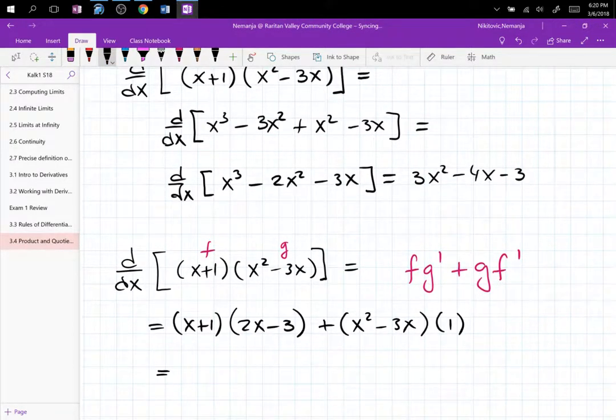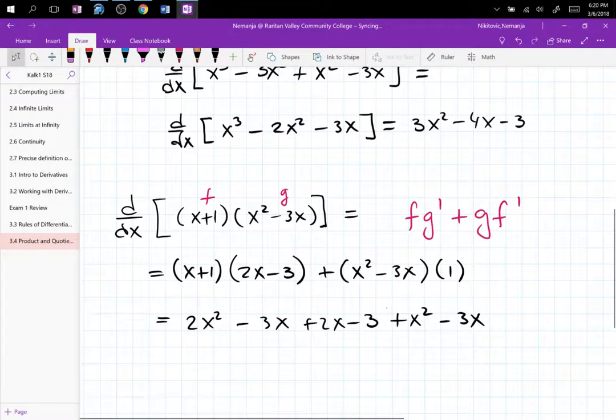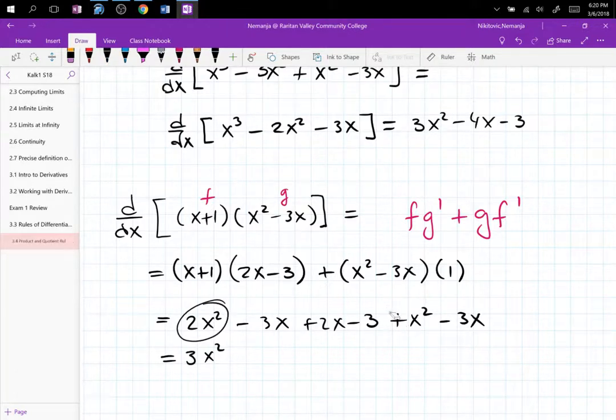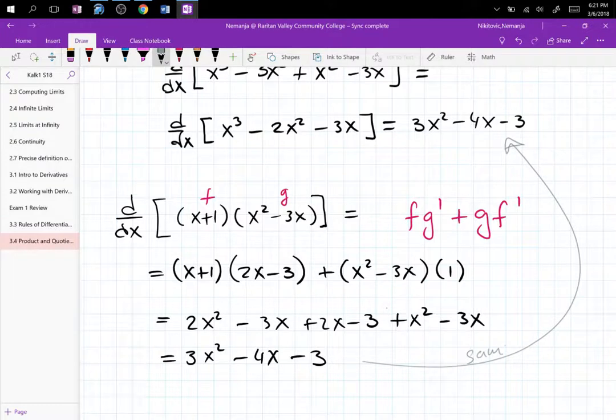FOIL, to simplify, we are looking for this answer. We have to get the same. So 2x squared minus 3x plus 2x minus 3 plus x squared minus 3x. Combine everything. 2x squared, no, 3x squared. These are the x squares. And then x and minus x, and then minus 4x and minus 3. Yep, same. It's the same. So if you use product rule, you know how to compute these things.